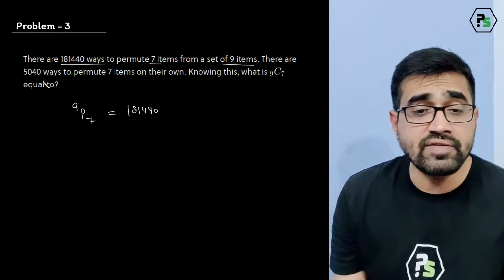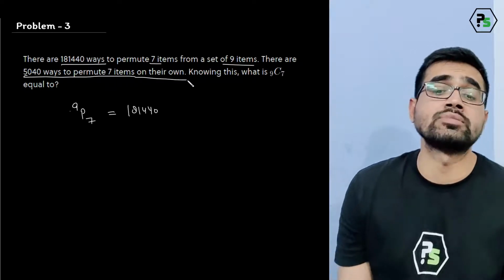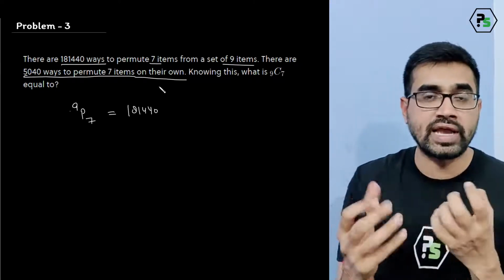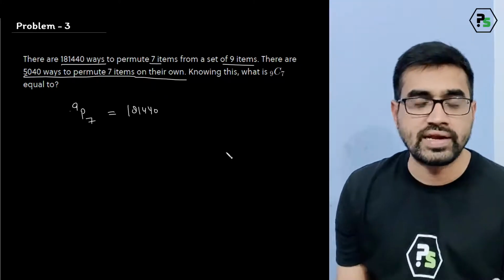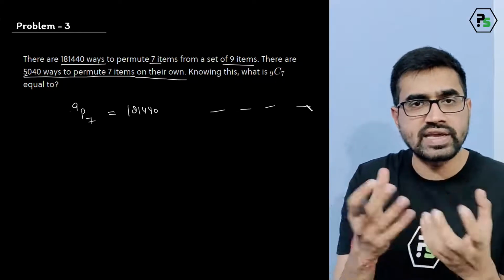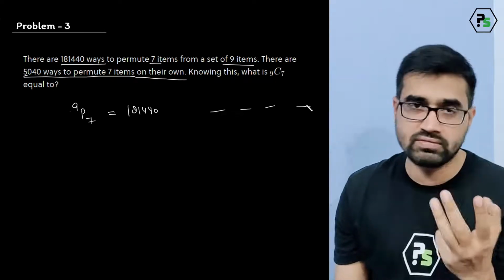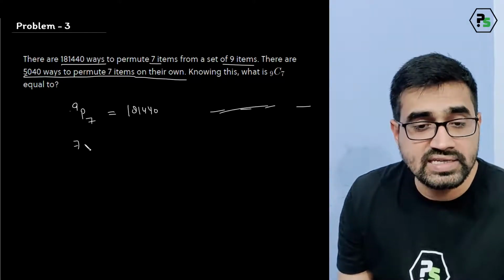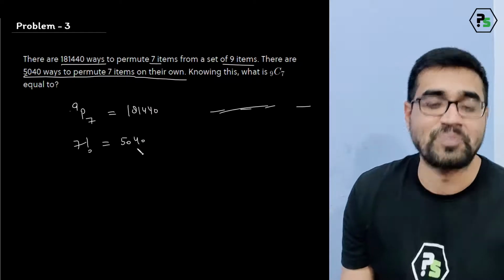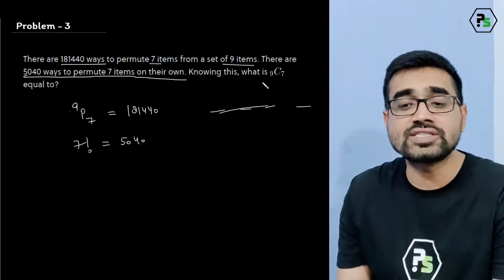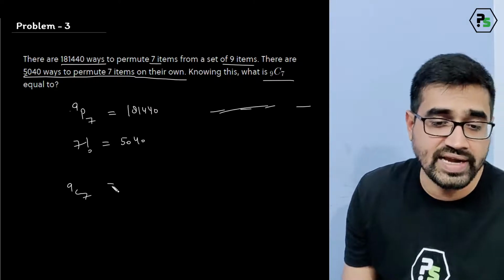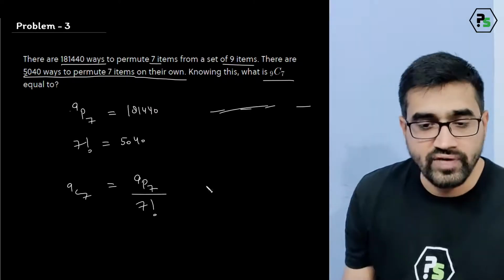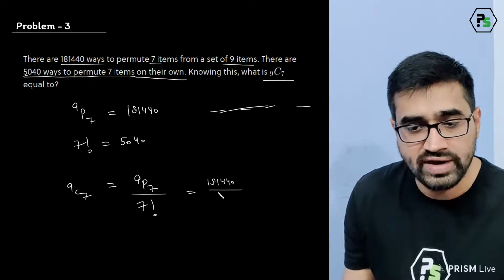And then it is saying there are 504 ways to permute 7 items on their own. Now, in itself, how many ways can the 7 items arrange themselves? 7 factorial ways. Correct. The ABC was arranging in 3 factorial ways among themselves. So 7 factorial is given as 5040. They've given you the values. They're asking you what is 9C7. So we now understand that 9C7 is nothing but 9P7 divided by the extra 7 factorial. So the final answer is just 181440 divided by 5040.